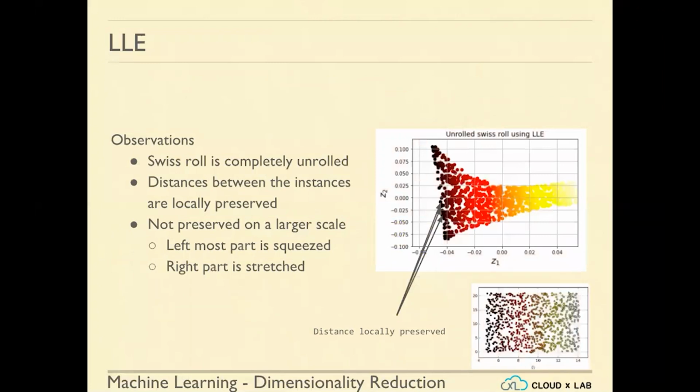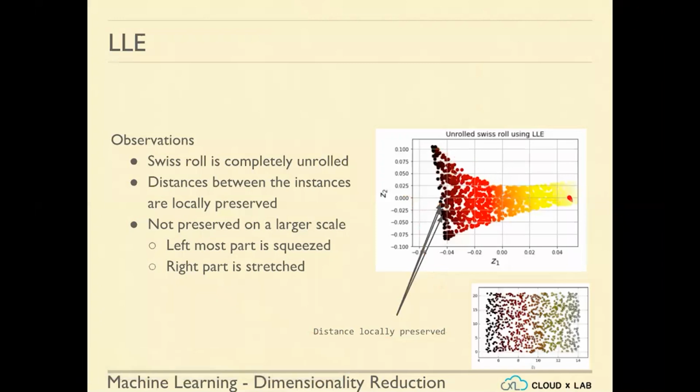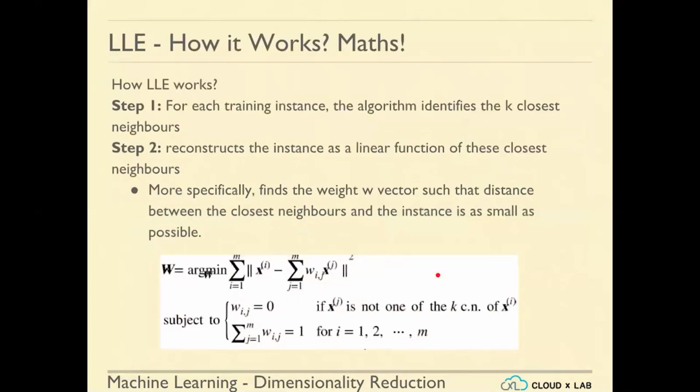The distances between the instances are locally preserved, but they are not preserved on the large scale, meaning the relationship between far apart data is not maintained. The right hand side part is stretched, and these relationships are maintained, but the relationship between this and this is not maintained.